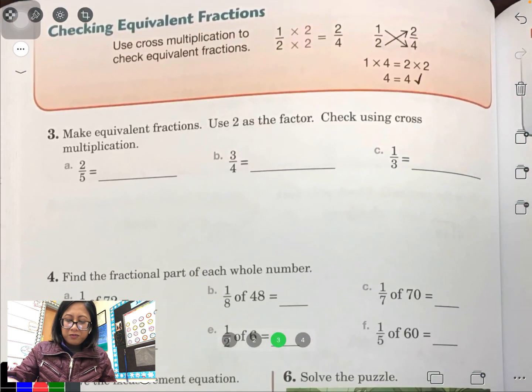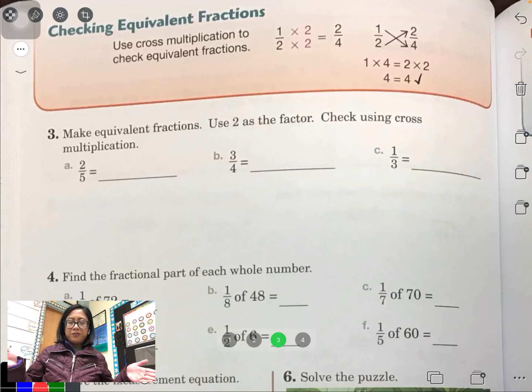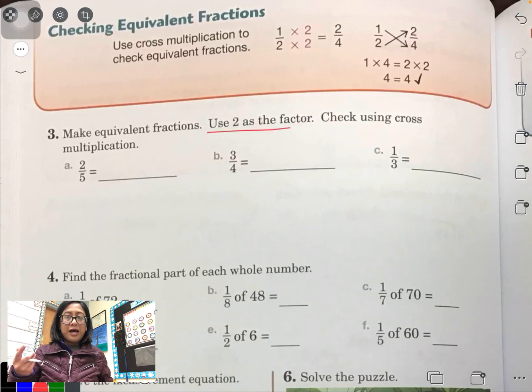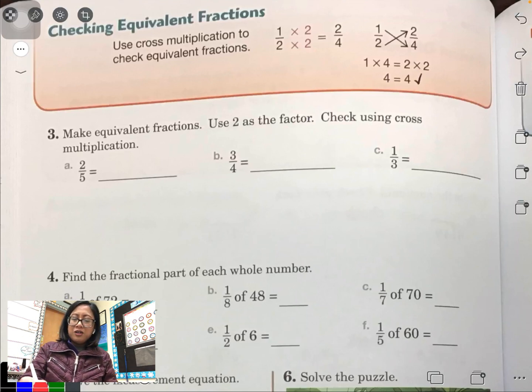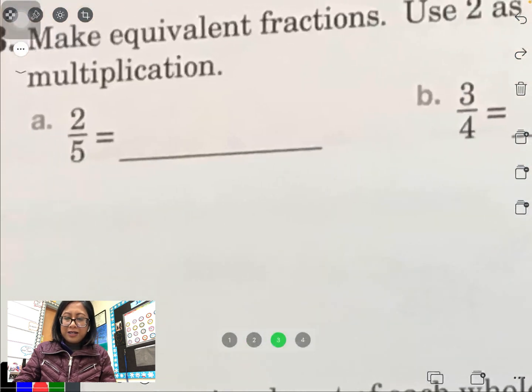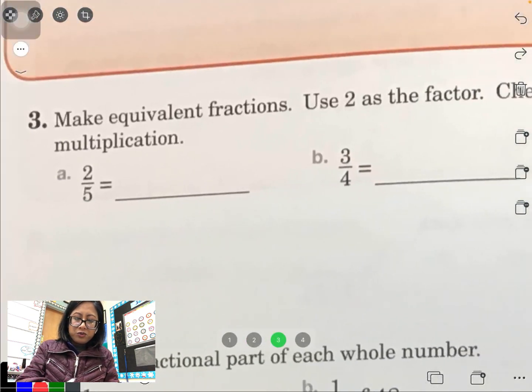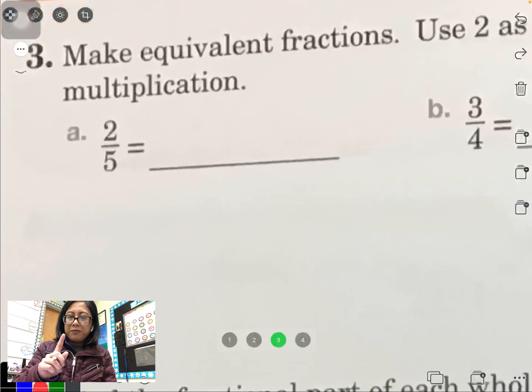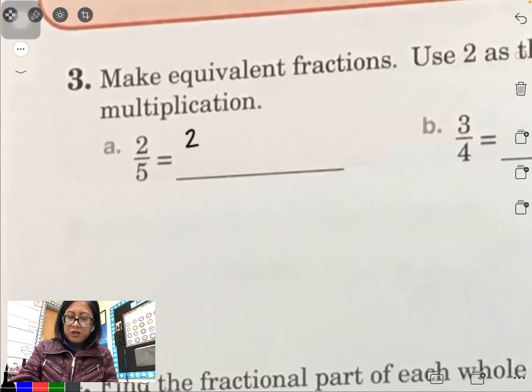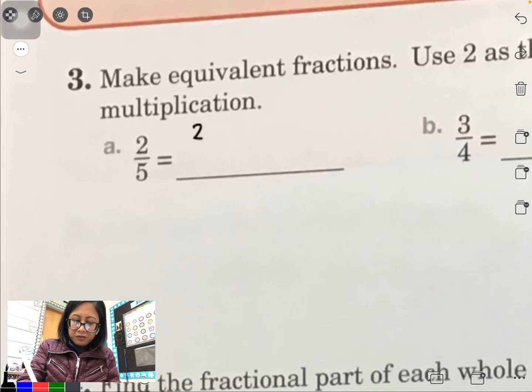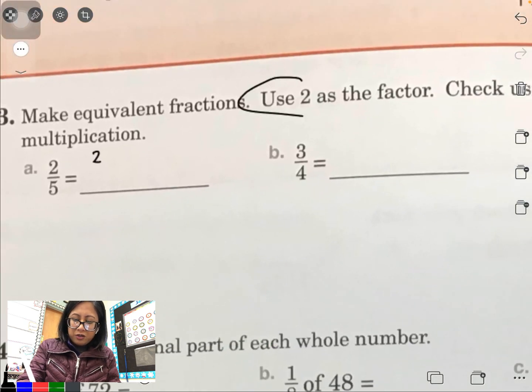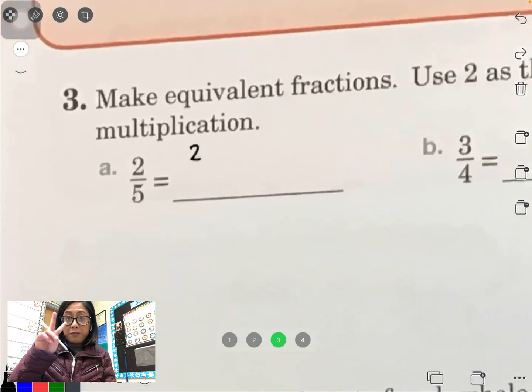Number 3, next page, 202. Make equivalent fractions. So what we're doing here is what we did yesterday, where we made fractions bigger. And to do that, we have to multiply. And here they tell you what to multiply. Use 2 as a factor. All right, so what I'm going to do is this, and you can copy me because we're going to do B and C at our Zoom meeting. 2, and they said use 2 as a factor. So that means you have to multiply by 2.